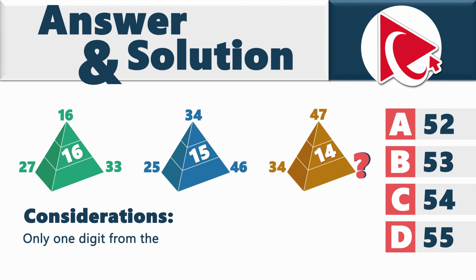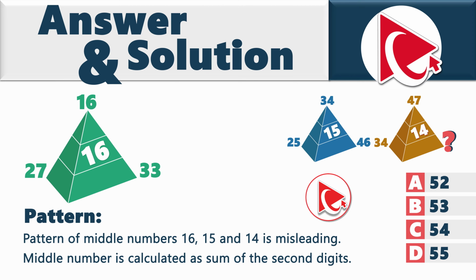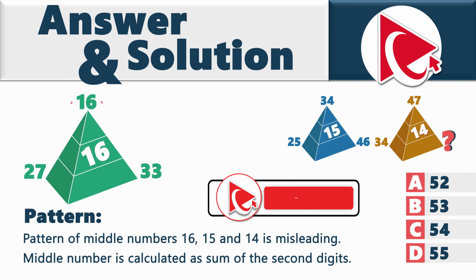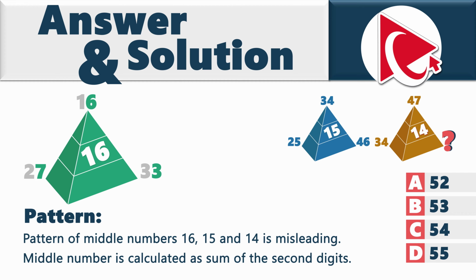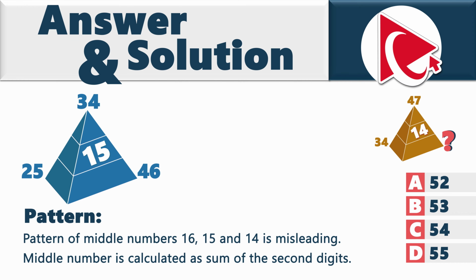Only 1 digit from the whole number is used in the calculations here. So, for example, in the first pyramid, instead of using numbers 27, 16, and 33 to calculate the middle number 16, only numbers 7, 6, and 3 are used in the calculations. And the sum of 7, 6 plus 3 is exactly 16. If you look at the second pyramid, the numbers 5, 4, and 6 are used in the calculation. And the sum of 5, 4, and 6 is 15.